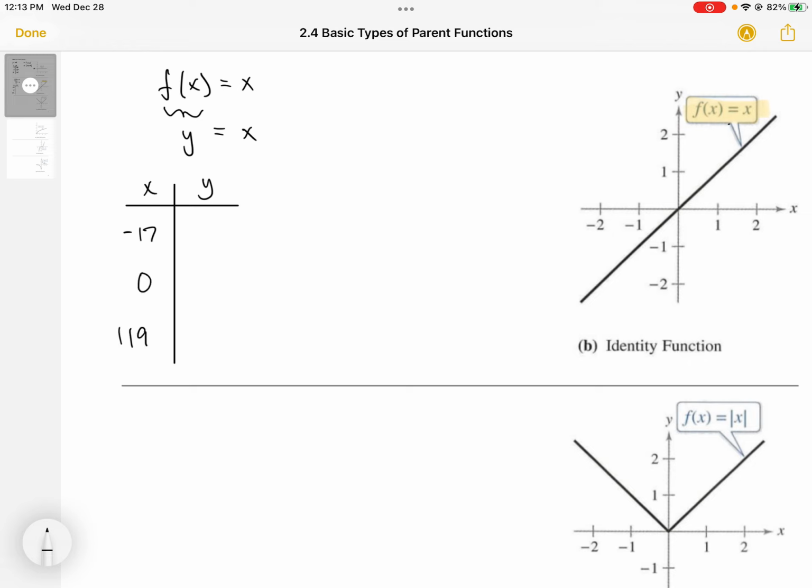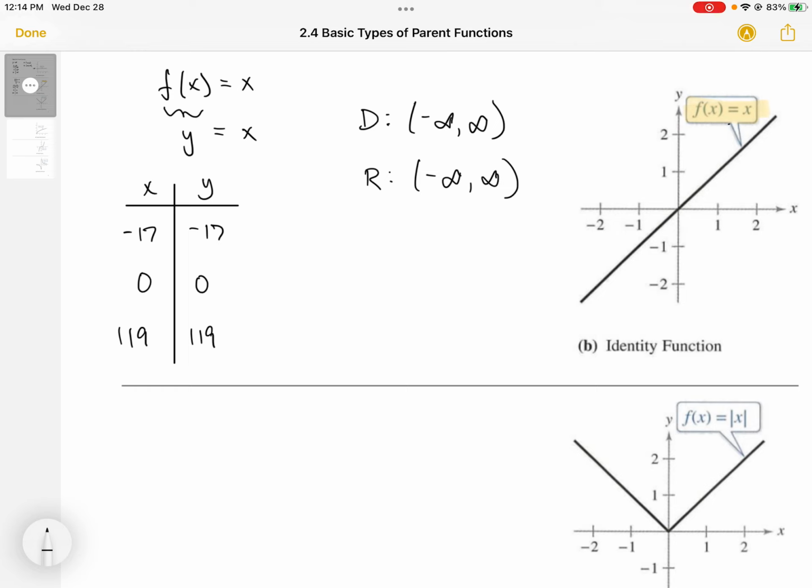The y values are the same as the x values. That's what that equation says. So that means y is -17. When x is 0, y is 0. When x is 119, y is 119. So our domain, in this case, you could look at the graph. The domain is going to be all real numbers, and I'm writing that in interval notation. And the range is going to be the same thing because y is equal to x.